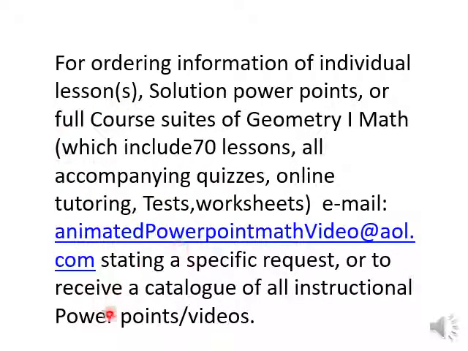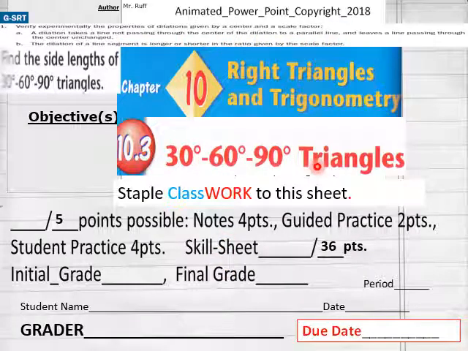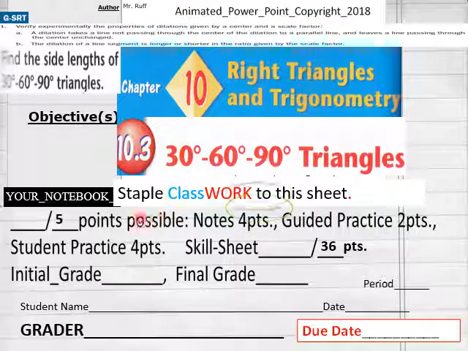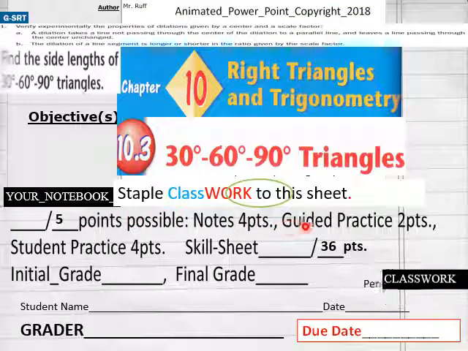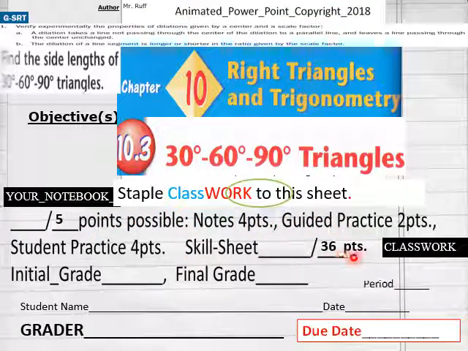Hello everybody, getting ready to do 10.3 for Geometry 1 Math Part 1, 30-60-90 triangles. We got 5 points of note taking. Then we got 36 points of classwork on our classwork sheet. Here is our standard.